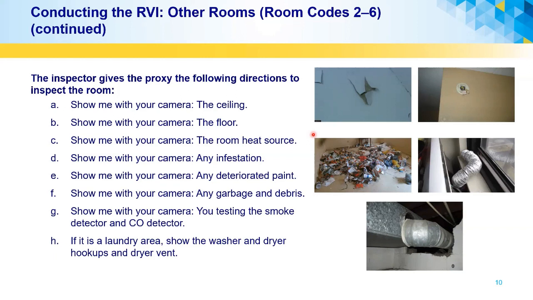The top right-hand slide, we have a missing smoke detector. And below that, we have a dryer vent that is disconnected. So that would be a deficiency. And lastly, we have a heat source that is disconnected. So that's not going to provide adequate heat to the room. So that would be a deficiency.